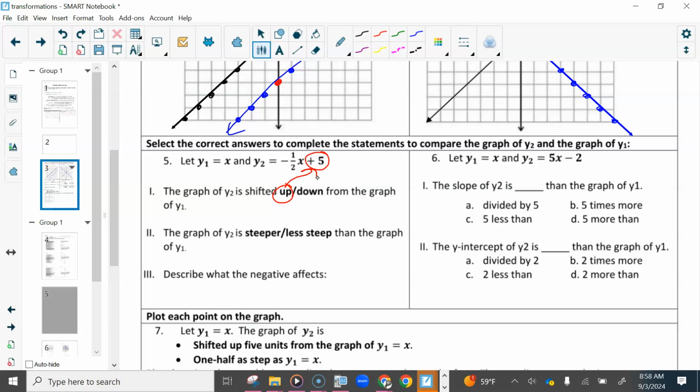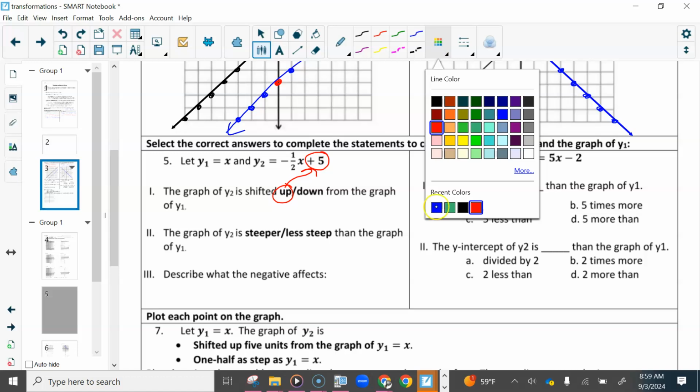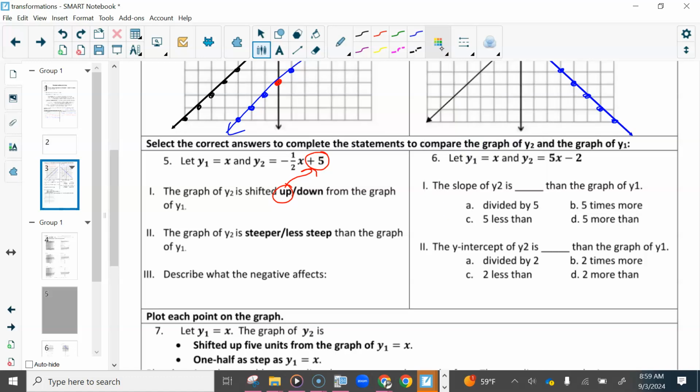The graph of y2 is steeper or less steep than the graph of y1. Ellie? Why do you say that? So looking at just this number, sure, that number is positive, but the positive number has nothing to do with the steepness. What the actual number is depends on it. So it's less steep. Since this fraction is between 0 and 1, it is less. If this was 2 or 3 or 5, keep going to infinity, then it would be steeper.